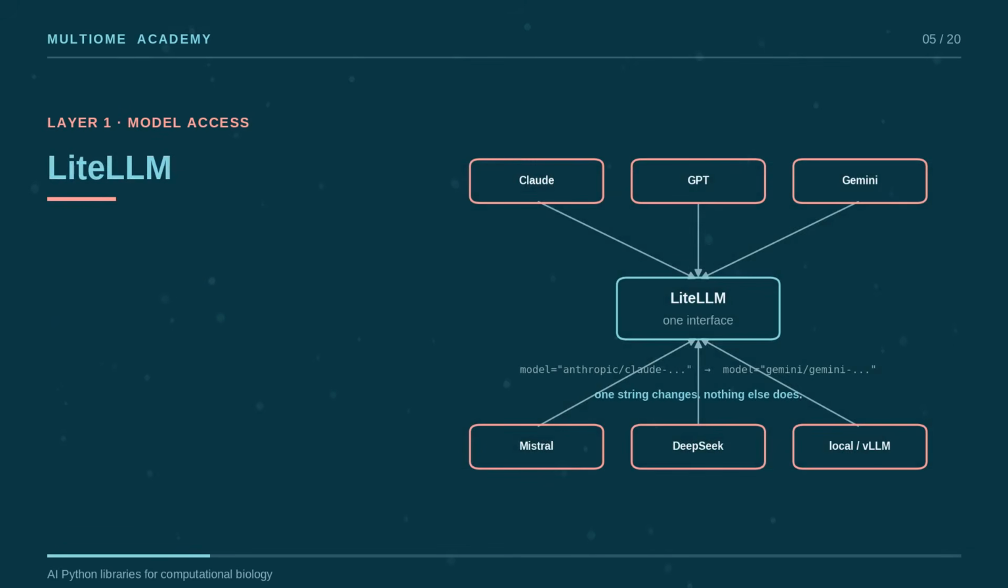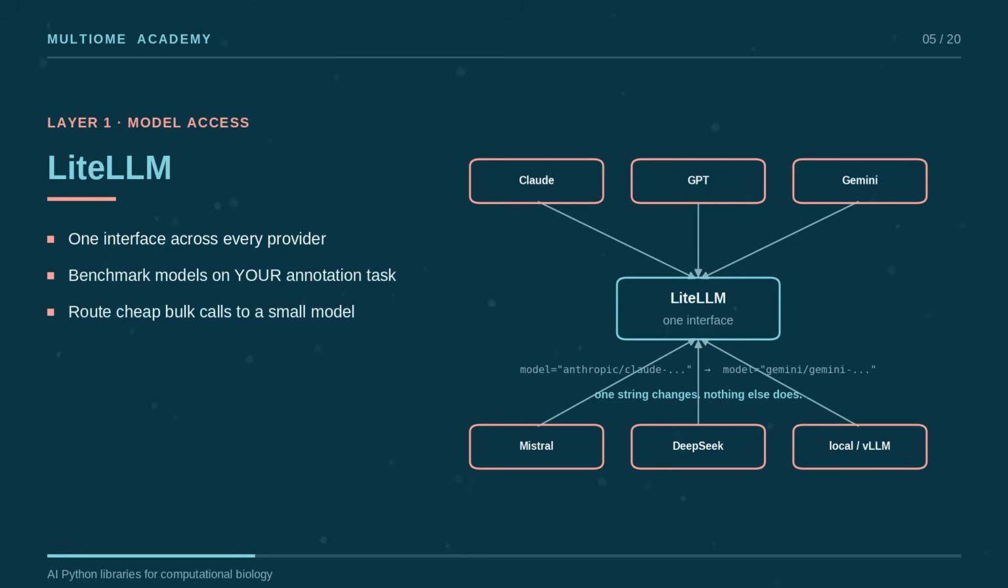LiteLLM solves exactly that. It wraps every major provider behind one single interface, so switching from one model to another is a one-string change. There are 2 practical wins for a lab. First, you can benchmark the same prompt across models on your own task, and actually measure which one annotates your clusters correctly, instead of guessing from a leaderboard. Second, you can route cheap high-volume calls to a small model, and keep the expensive one for the hard reasoning.